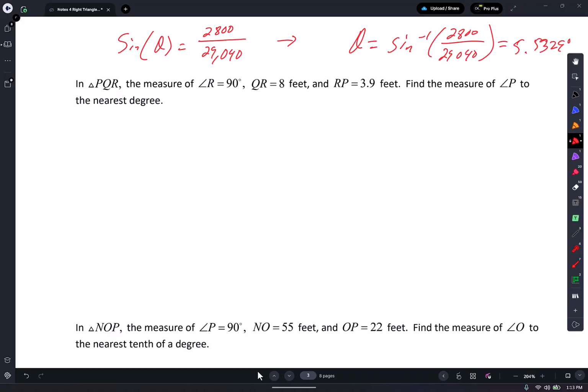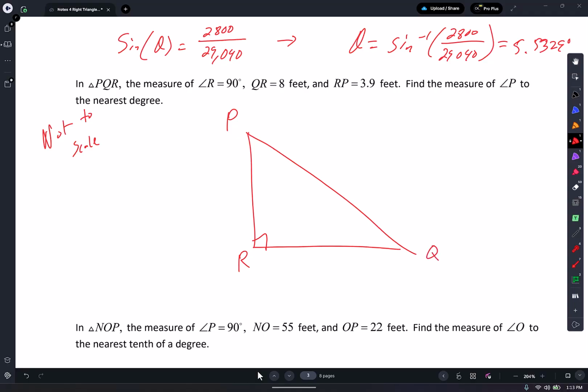It says in triangle PQR, the measure of angle R, so not to scale. Here is angle R, and then P and Q. It doesn't matter where. And then say QR is 8, so QR is 8 feet. And RP is 3.9 feet. Find the measure of angle P. All right, here's angle P. And yeah, I'm going to have to use trig.